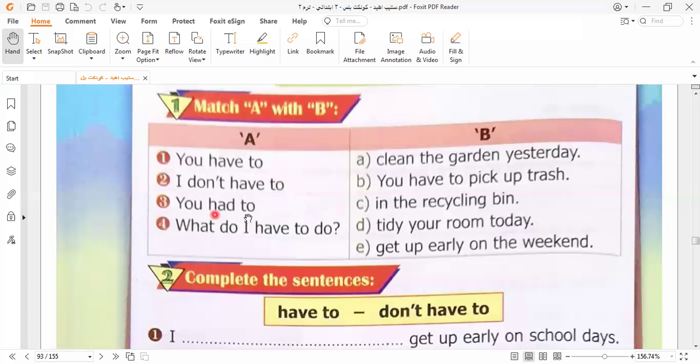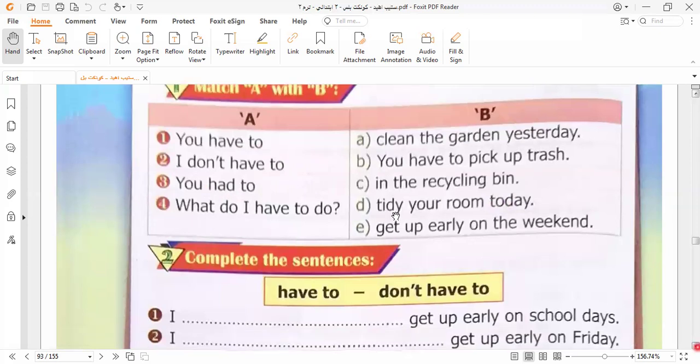You had to. So here, had to. When I say had to, I talk about the past form. So it will be: you had to clean the garden yesterday. So if you have had to, you have yesterday. If you have have to, you have today. You must take care when you are selecting.